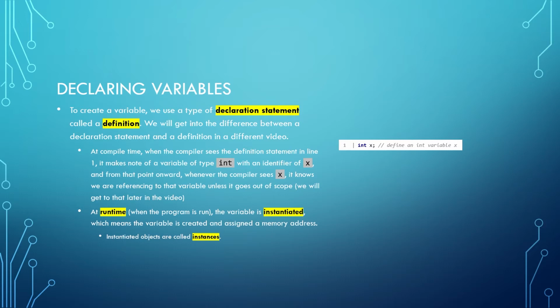At runtime, or when the program is run, the variable is instantiated, which means the variable is created and assigned a memory address. Instantiated objects are called instances. So basically this variable is also called an instance.